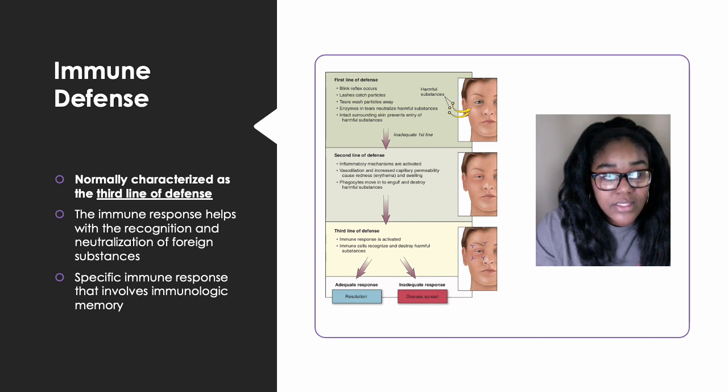So the immune response does help with the recognition and the neutralization of pathogens or foreign agents. And really what happens is that if you get exposed to that pathogen enough, the body wants to help remember what that pathogen looks like, just in case you get infected again, the immune response will know how to handle that. So all of chapter 4 will be discussing that third line of defense and what happens when we have an adequate response, and hopefully that will result in resolution, versus if it does not work and we have an alteration that results in disease spread.